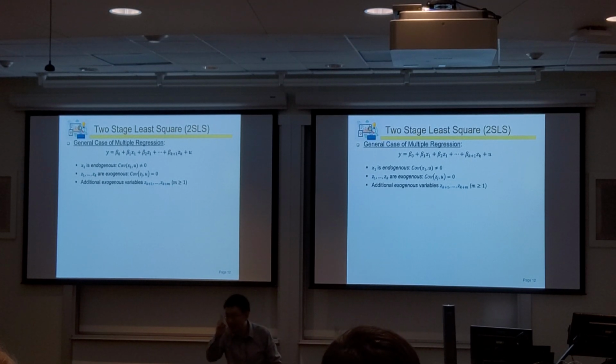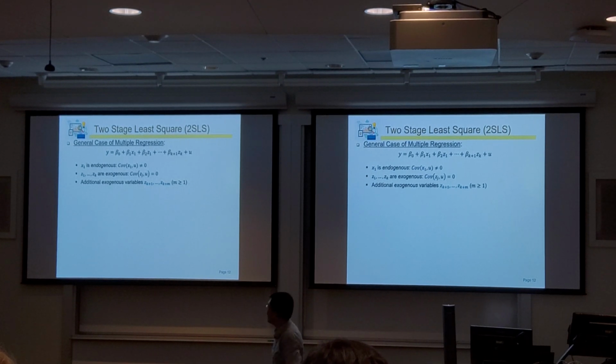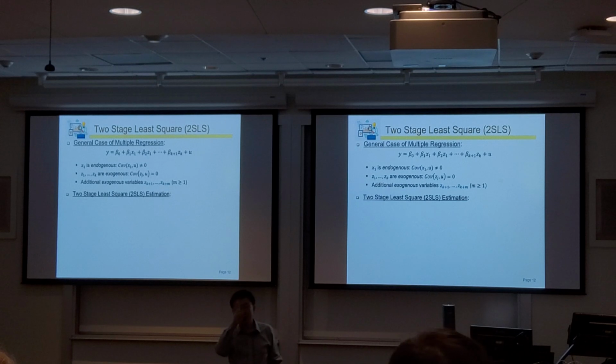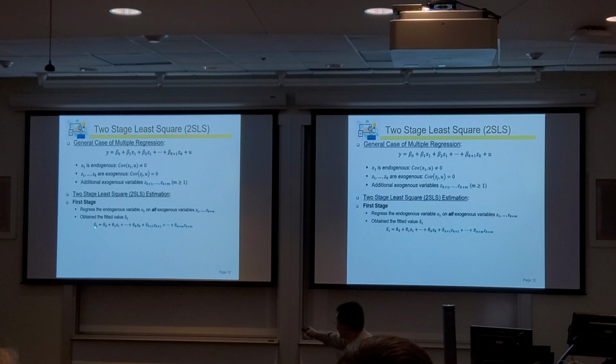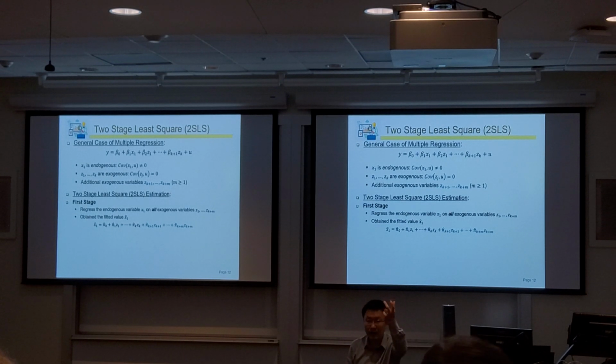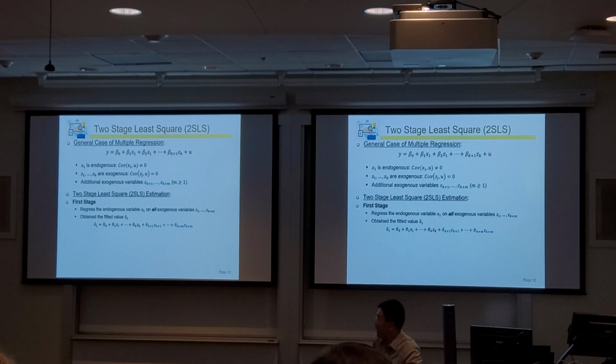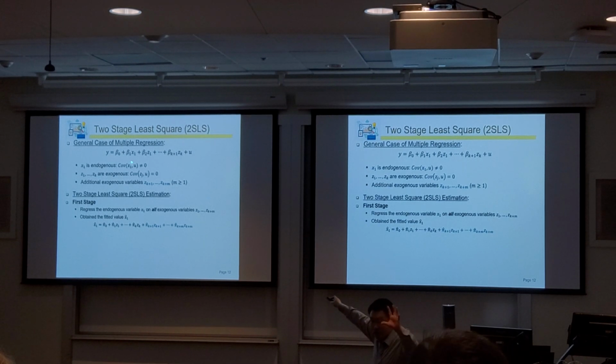Again, m must be at least 1. You need to find at least 1 IV because you have one endogenous X variable. But you can have more. It's okay. Let's say I managed to have more than 1 IV. Then what should I do? In two-stage least squares, in the first stage, what do I do? I regress the original endogenous X variable on all the exogenous variables: the original exogenous variables in the original regression, plus all the IVs.